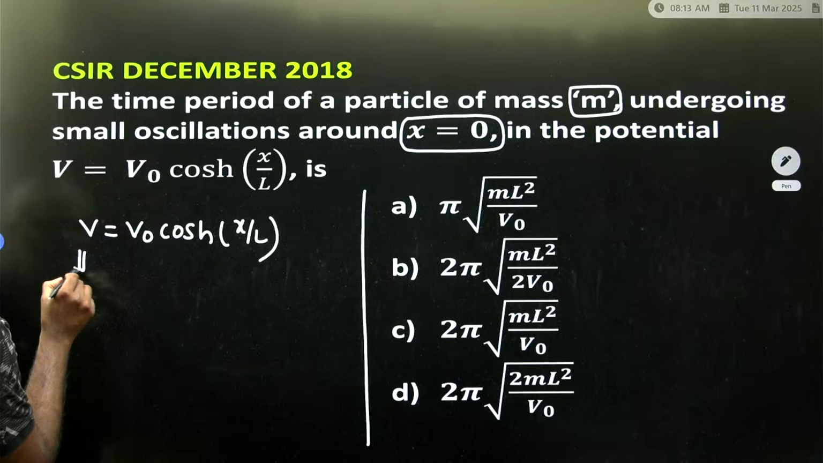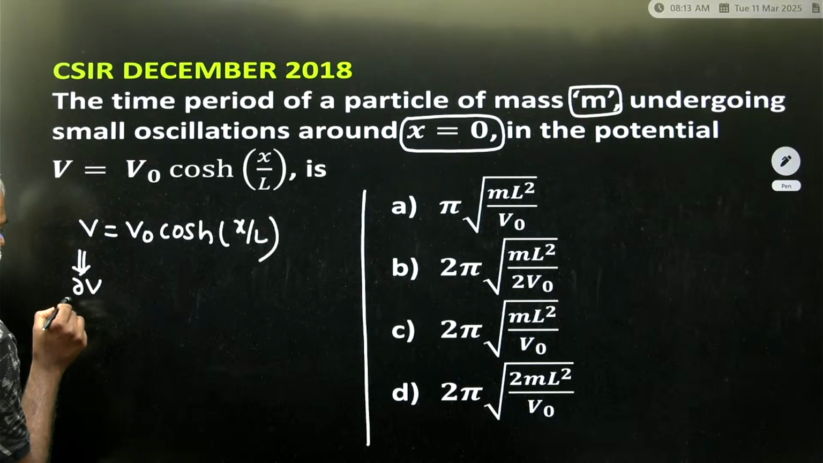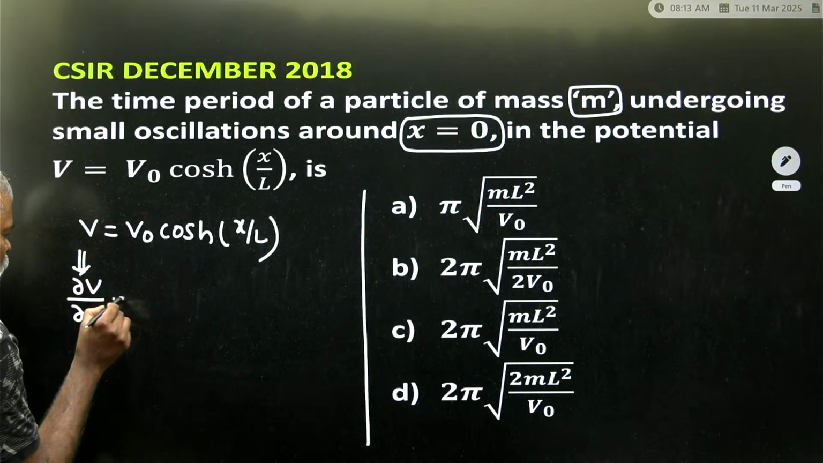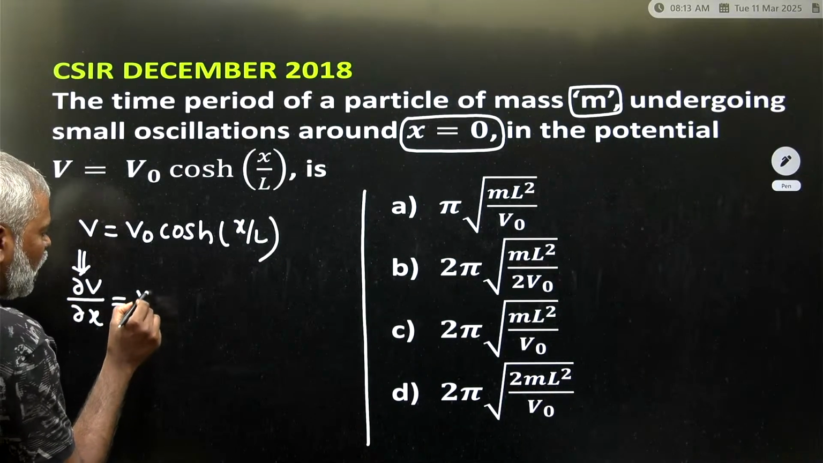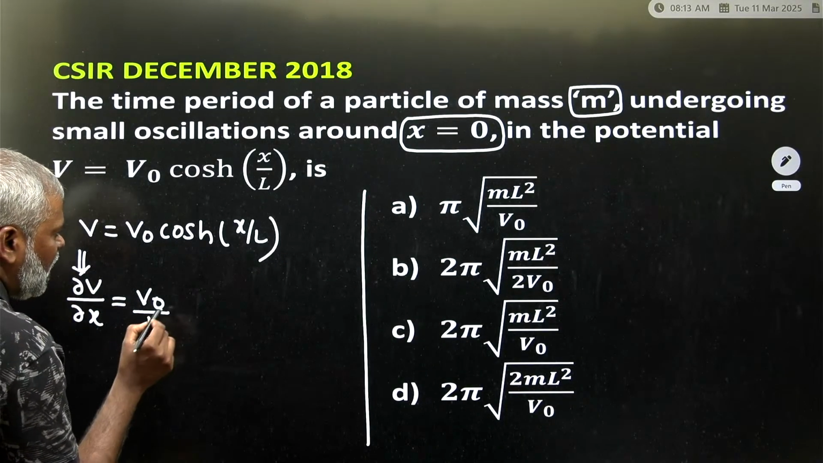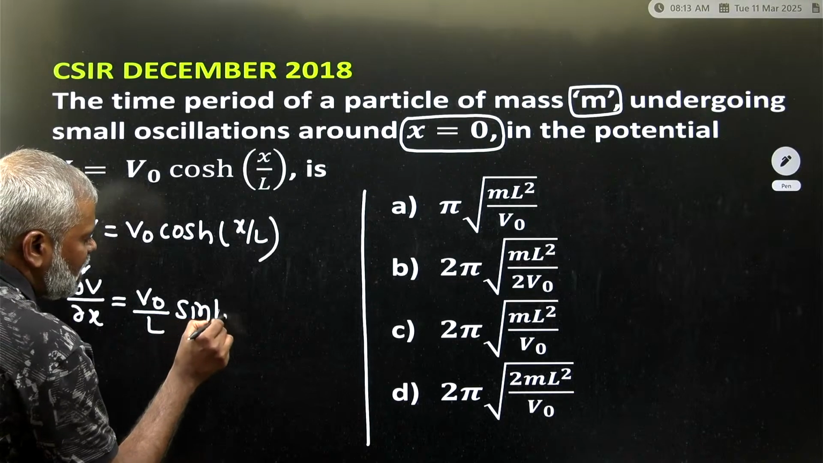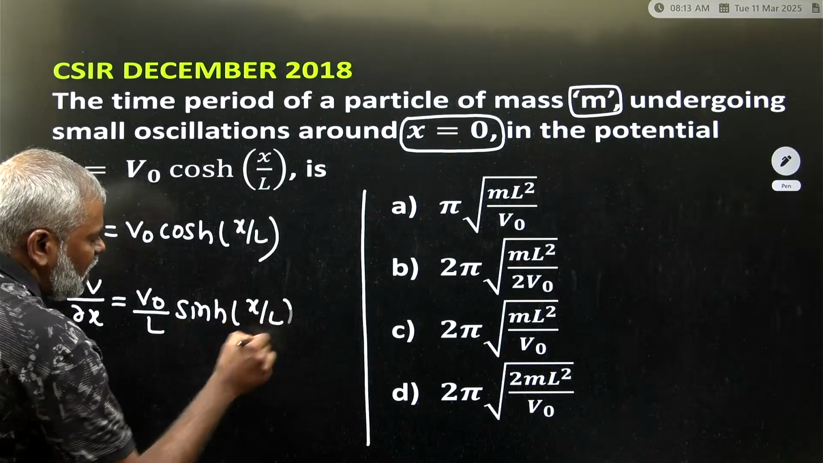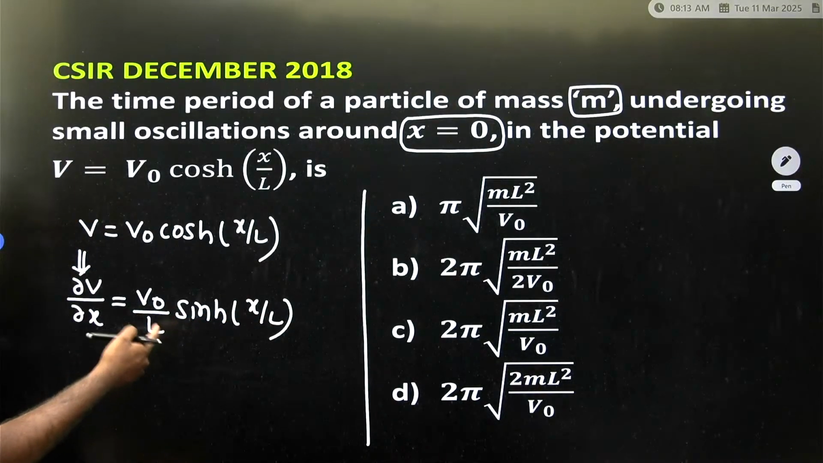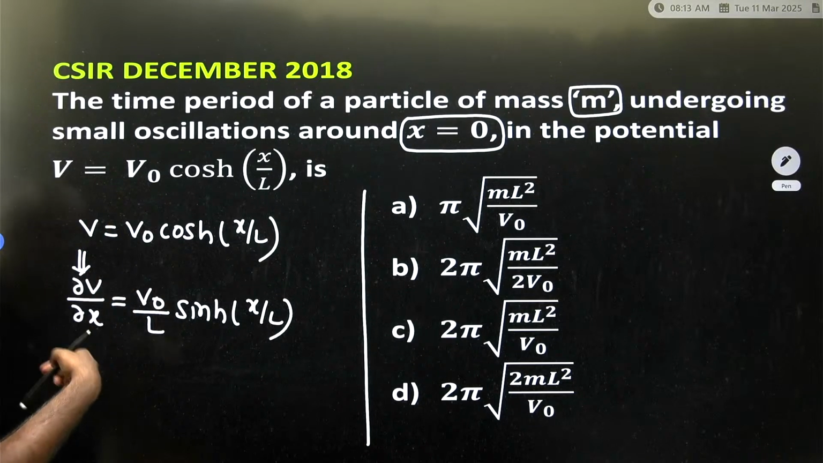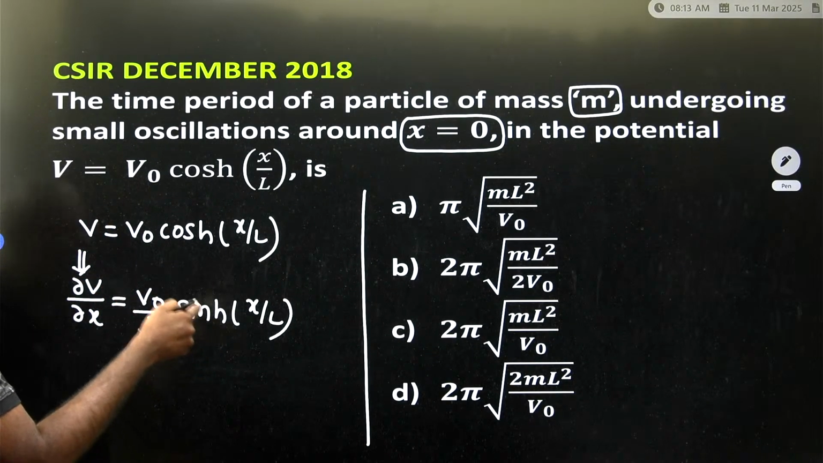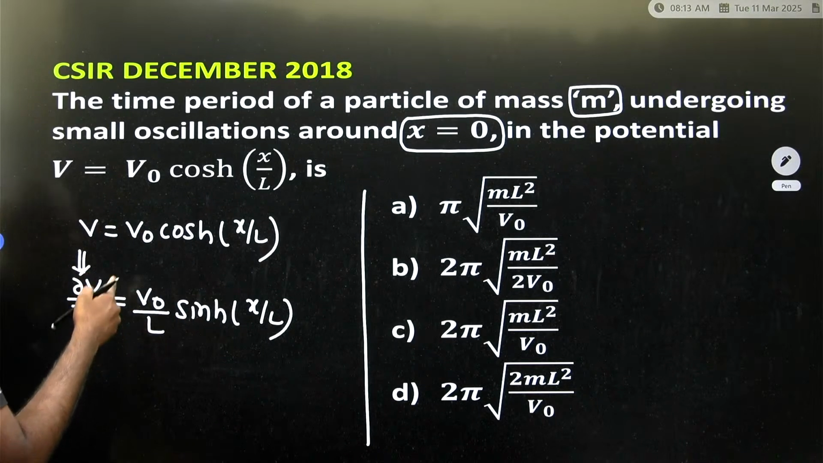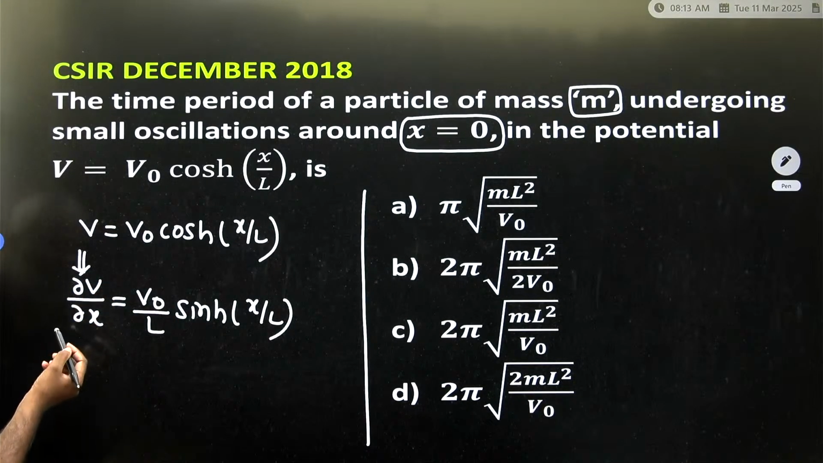Now for the equilibrium, you need to calculate the first derivative with respect to x, the one-dimensional coordinate. So therefore V0 divided by L into sinh of x by L is there. This is the first derivative. You have to differentiate cosh of x by L, sinh of x by L, and x by L again gives 1 by L.